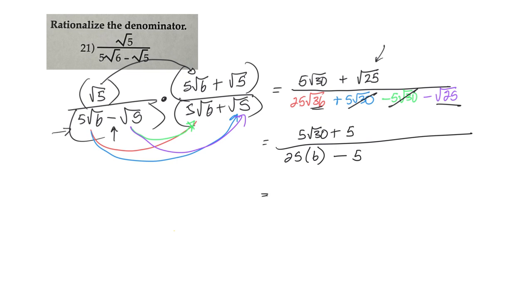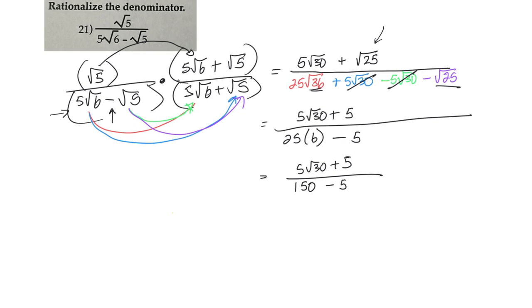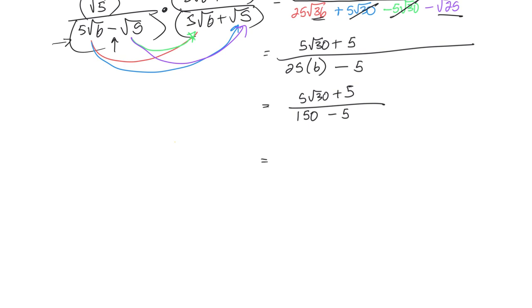So then on the top I have 5 root 30 plus 5, over 26 times 5, I think, is 150 minus 5. Let's see if I can simplify that anymore. 5 root 30 plus 5 over, that'll be 145. Now, I see that this term and this term and this term are all divisible by the same number, so I can simplify this more.